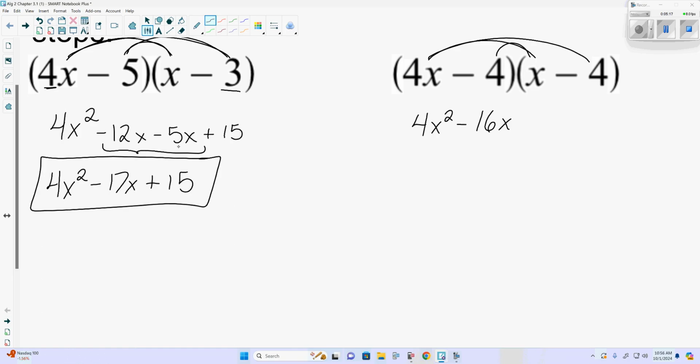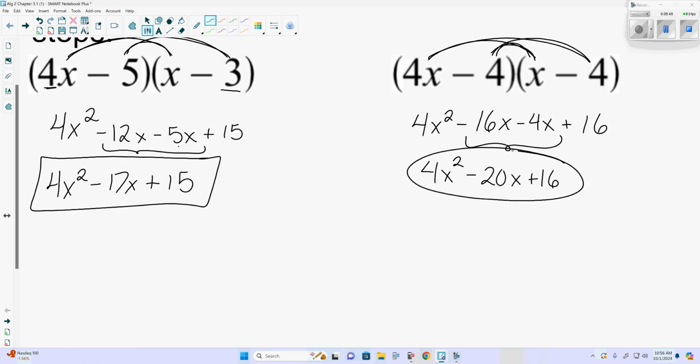Our next one would be what over here? Negative 4 times x, negative 4x. Negative 4 times negative 4, the negative times the negative makes it positive, and 4 times 4 is 16. Then we combine like terms. Negative 16x minus 4x is negative 20x. So we have 4x squared minus 20x plus 16.